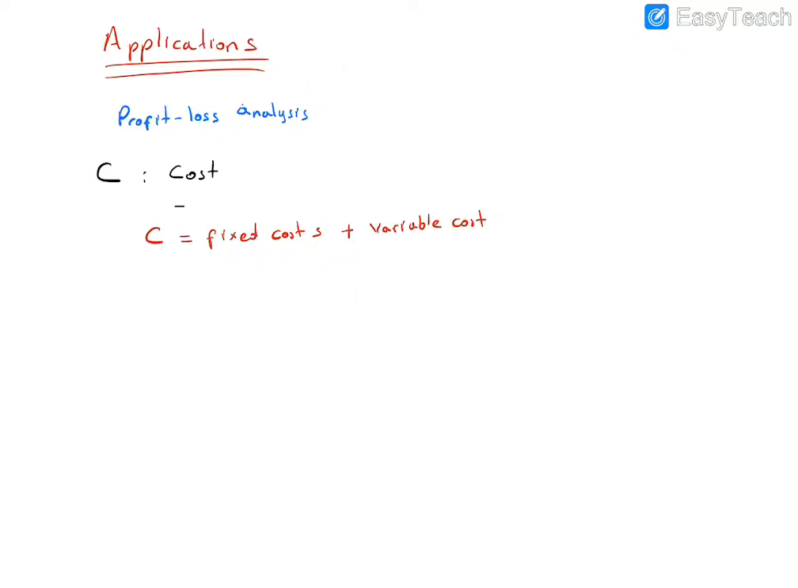The revenue is denoted by capital R. Revenue is also known as the income. It is the amount of money received from the sale of its products. The company takes a loss if revenue is less than cost.